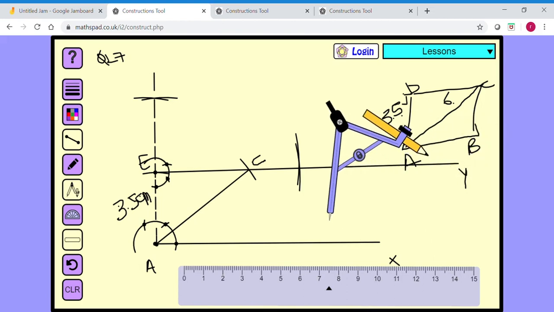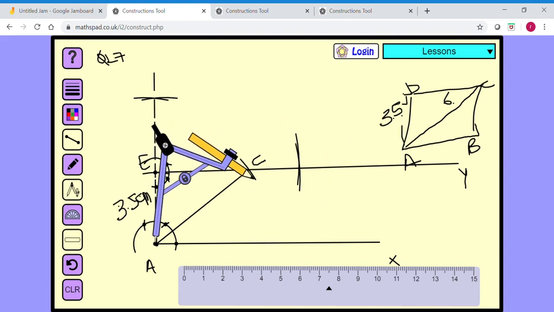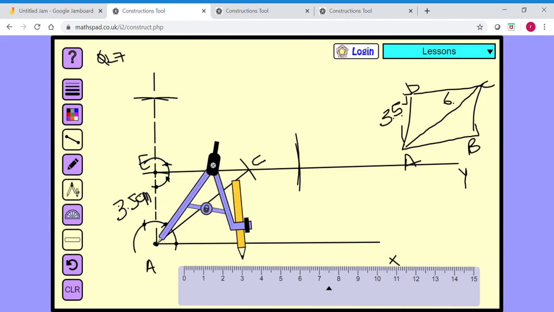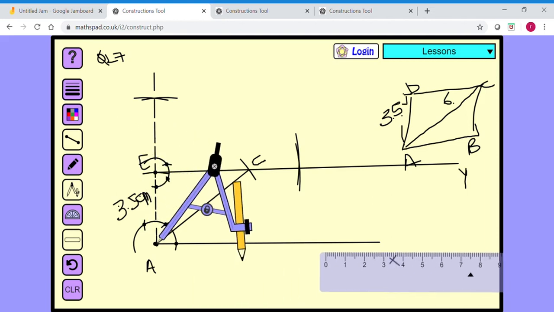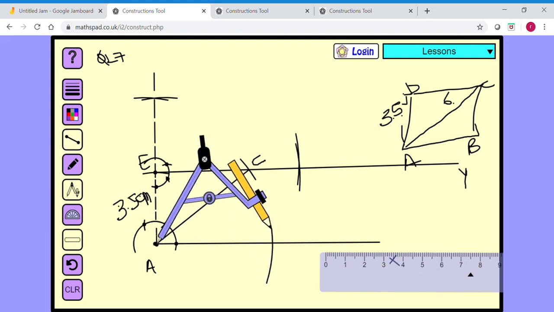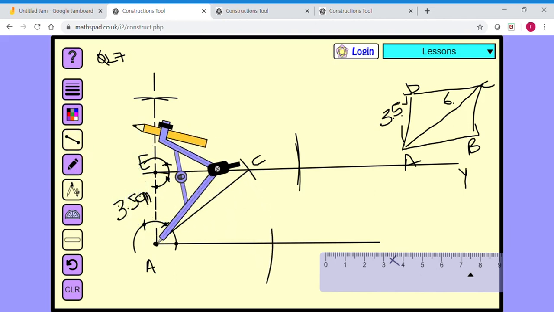Next step, I need to create a perpendicular bisector of AC. So I keep it at A to make a perpendicular bisector. I open it more than half. Yes, this is clearly more than half. And I make an arc somewhere here and on the other side as well.